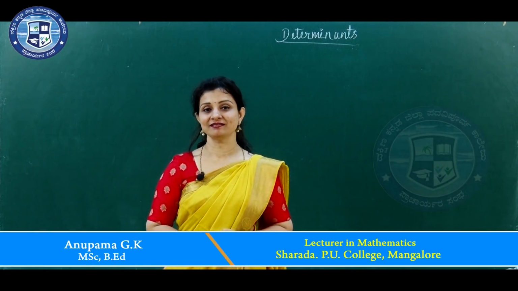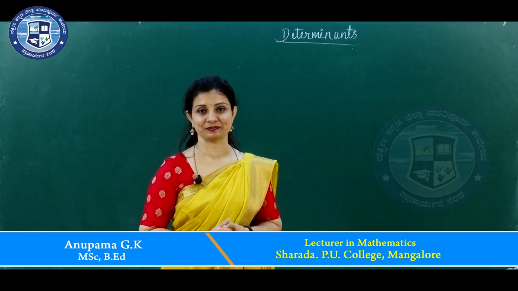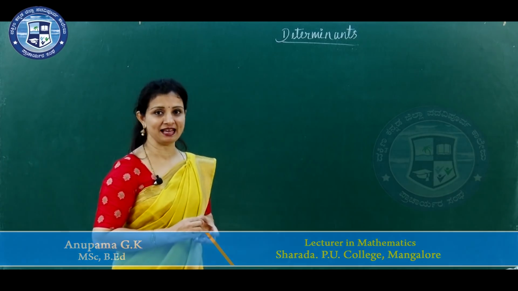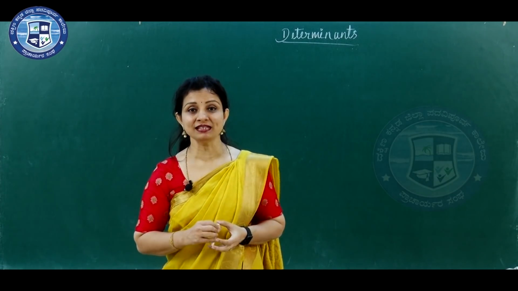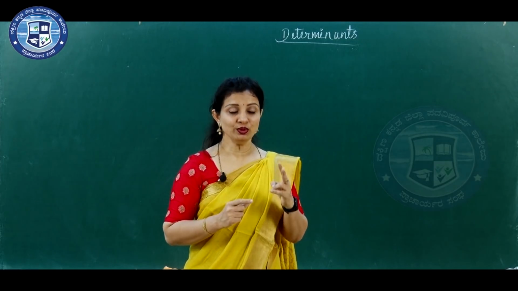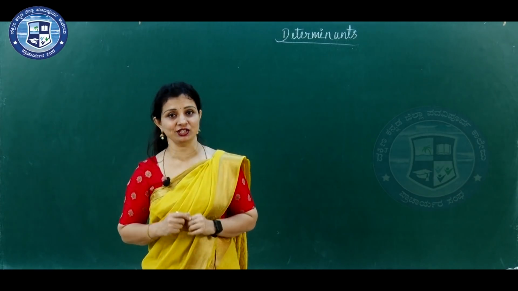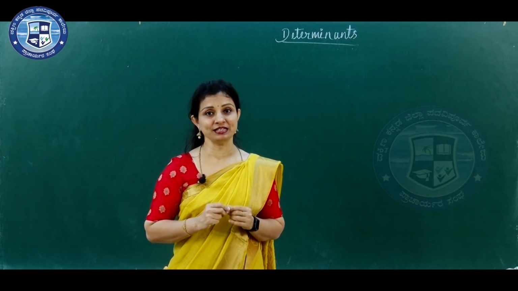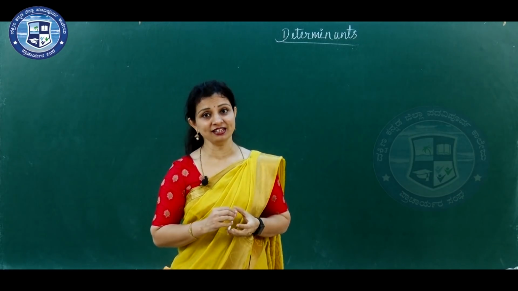In the previous session, you learned the properties of determinants. Some important properties are ones you need to know to solve further sums. First one: if two rows or two columns are interchanged, then the value of the determinant changes by its sign, that is, the sign of the determinant changes.